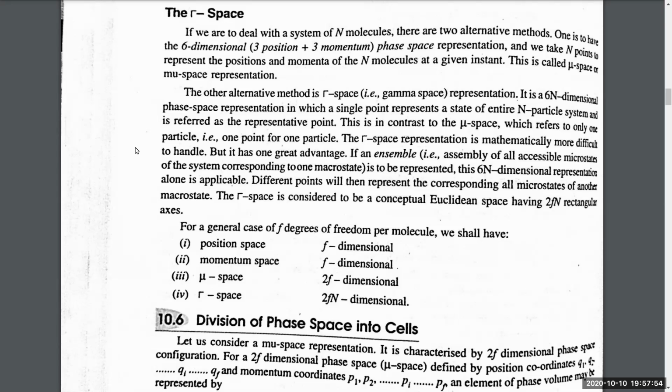Why? Because it is 6n dimensional. How can we think of that? But it has one great advantage, Shivam. Have some emphasis on this point. If an ensemble is to be represented, this 6n dimensional representation alone is applicable. Different points will then represent all the corresponding microstates of a macrostate. The gamma space is considered to be a conceptual Euclidean space having 6N rectangular axes.